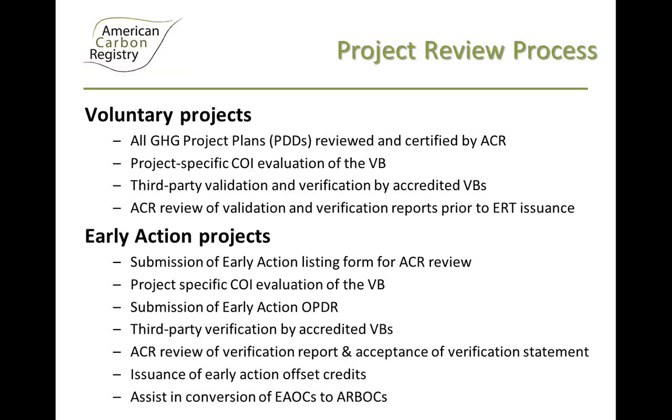And then there's a separate process under 95990E2 in which the OPO, APD, or credit holder will submit information to ARB to convert early action offset credits for a specific reporting period into ARB offset credits.